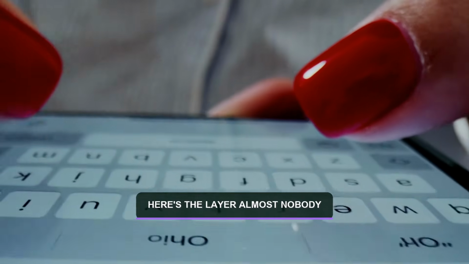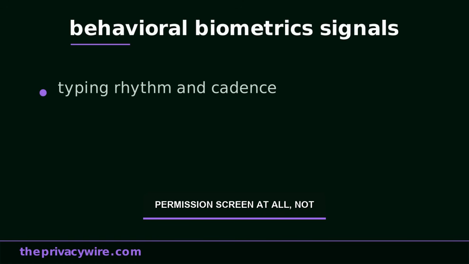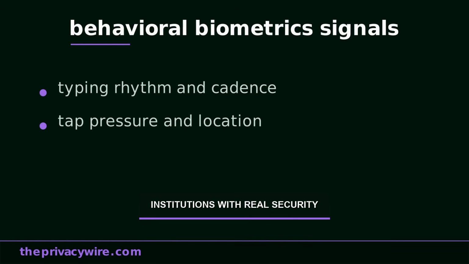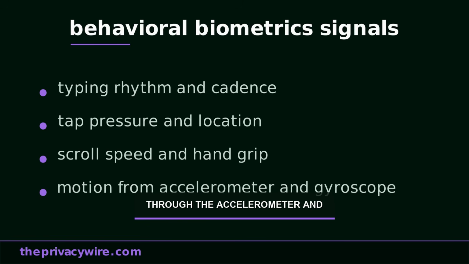Here's the layer almost nobody has heard of, and it doesn't show up on your permission screen at all, not even as a line item. A lot of banking apps, especially ones from bigger institutions with real security budgets, continuously sample how you physically interact with the screen while the app is open. Your typing rhythm, how hard and where you tap, your scroll speed, and how you hold the phone, measured through the accelerometer and gyroscope already switched on for basic screen orientation.